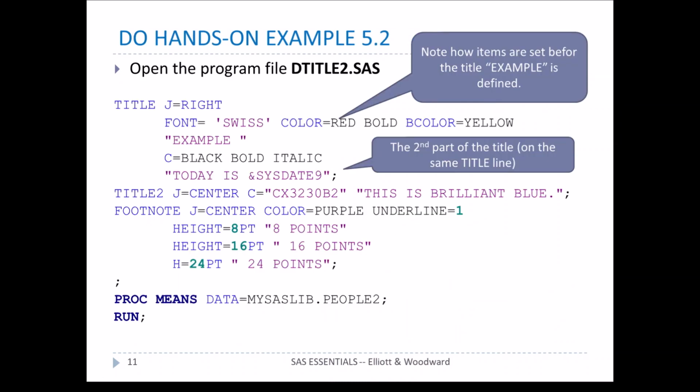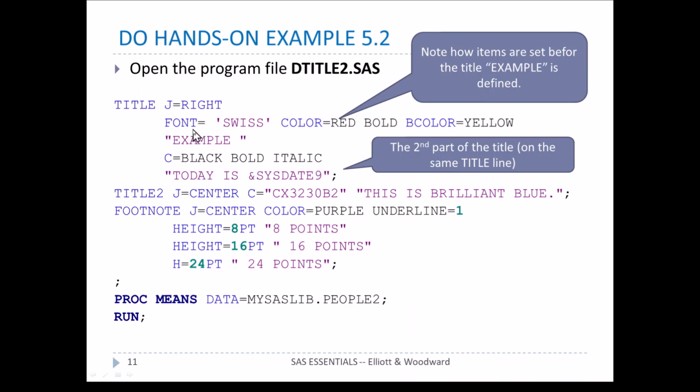All right, here's an example. Example 5.2, open the file called dtitle2.sas, and you'll see this code here. Notice in this title, I'm doing a lot of things here. I'm going to justify it right. I'm going to use the font called Swiss. I want it to be red in color, bold, a background color of yellow, and then some text, example.